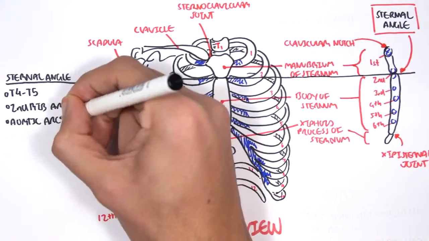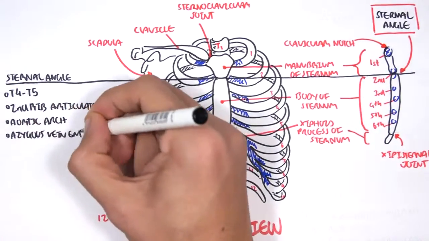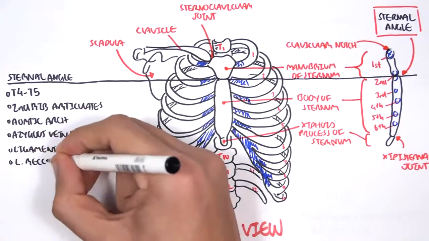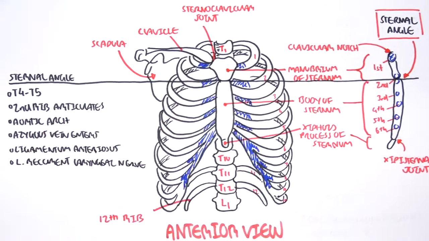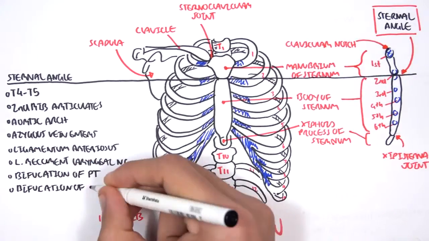We can find the aortic arch, azygos vein as well, entering into the heart. We have the ligamentum arteriosus. We have the left recurrent laryngeal nerve. We can also find the bifurcation of the pulmonary trunk and bifurcation of the trachea.